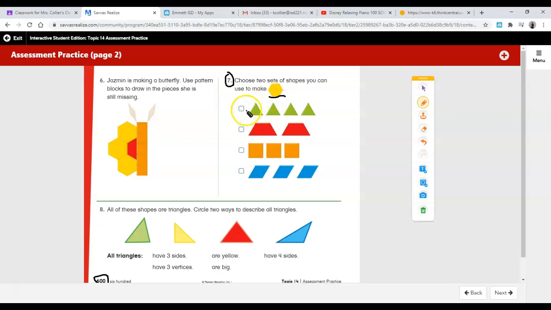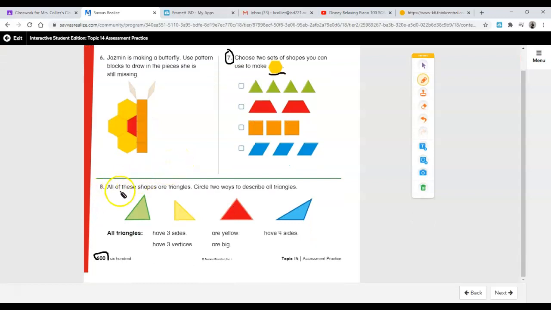So which pairs of shapes can you put together to make a hexagon? Once you know, it wants you to fill in that answer choice. So just color in the answer choice with your pencil. Which of these shapes can you put together for the answer choice to make a hexagon?